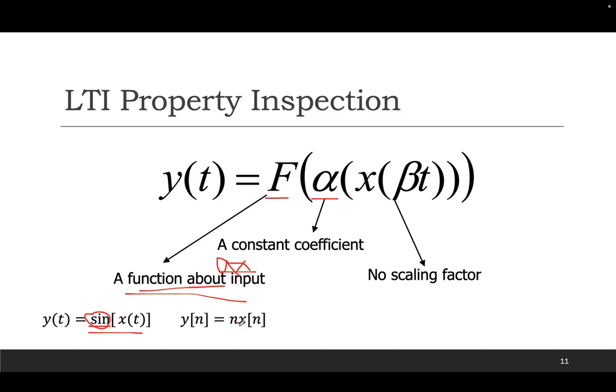And how about this one? This is time. It's actually not about the input. What is the input? The input is the input signal, x(t) or x[n]. But here it is time. So the sum is not something about x(t) or x[n], and n is also just about time. So this one is also not an LTI system.